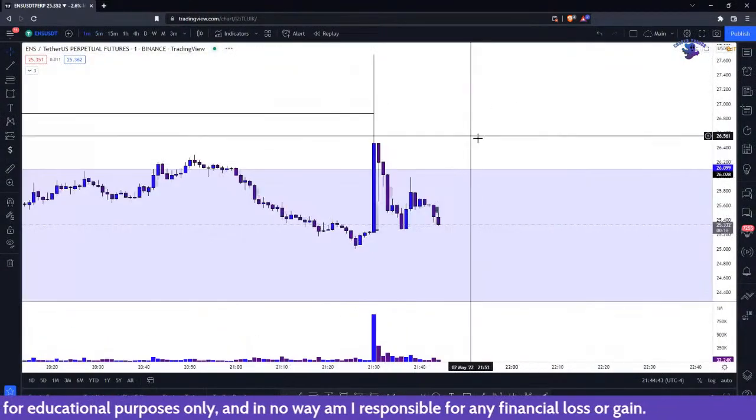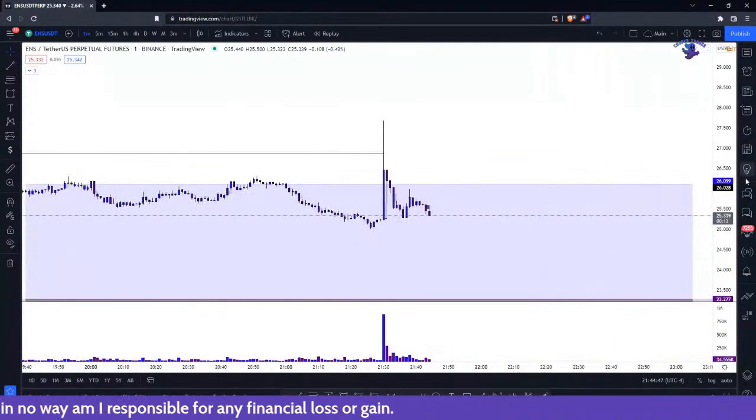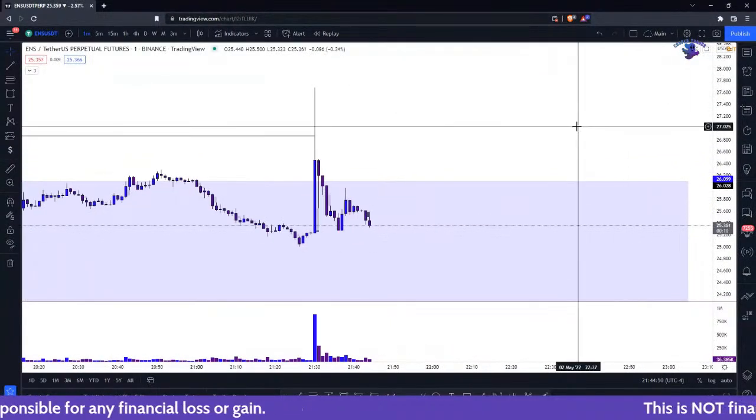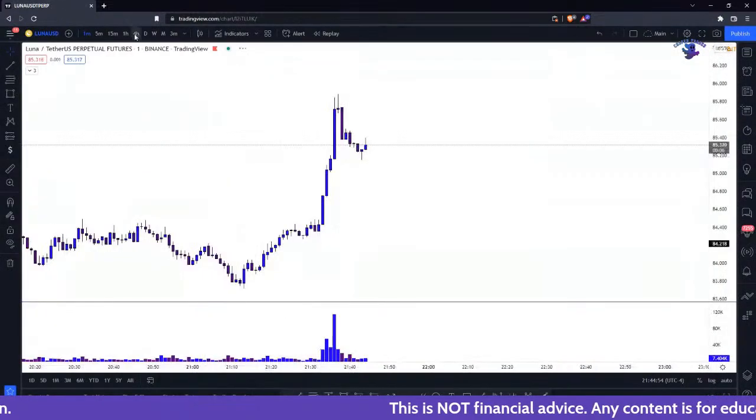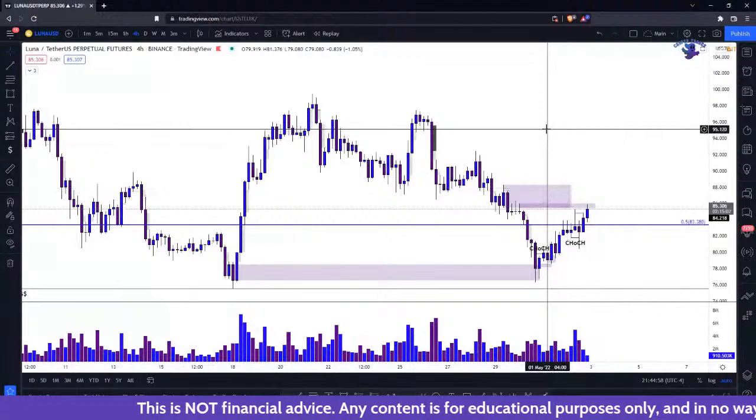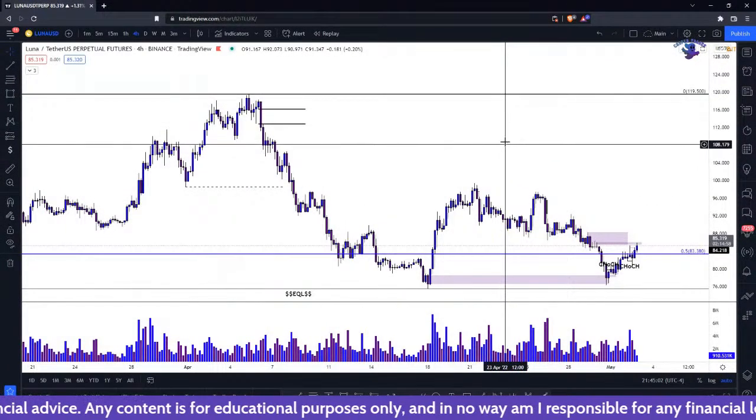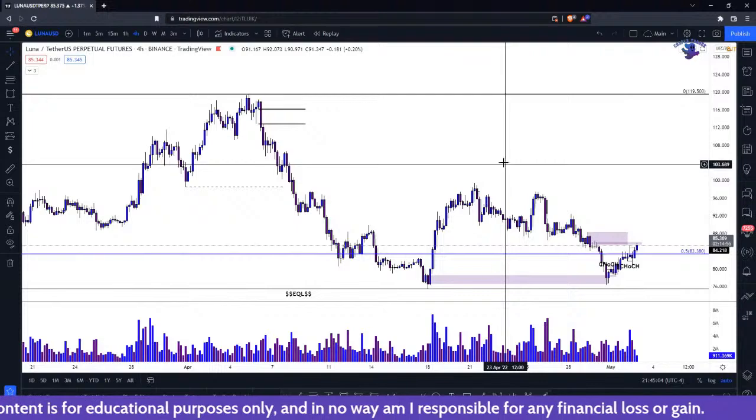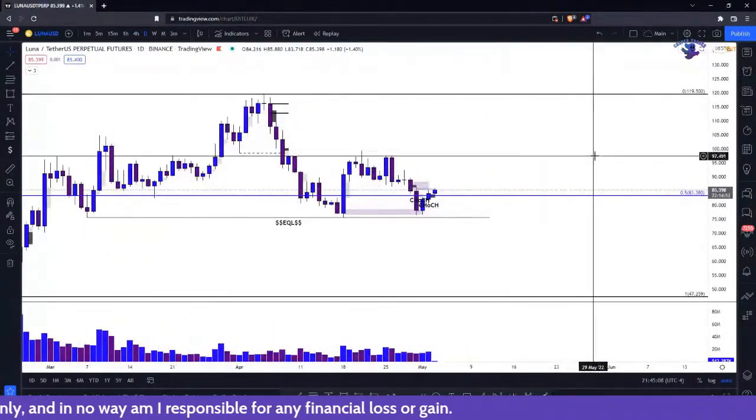I do think, though, if Luna turns that supply zone into demand, we could go up, and there's a zone that we haven't cleared at 107 that we could possibly hit if we break structure, because that was daily structure that I had. If we break it, it'd be crazy.